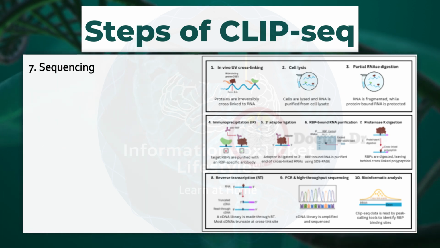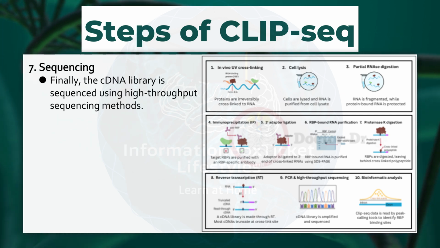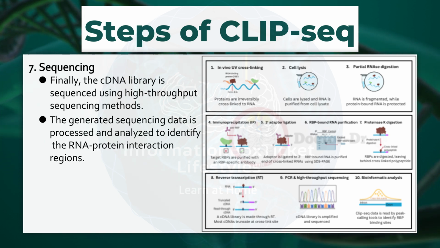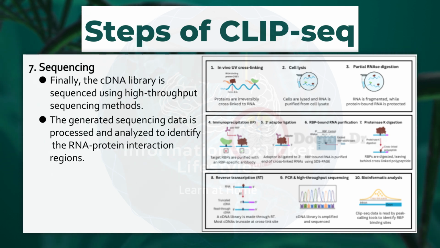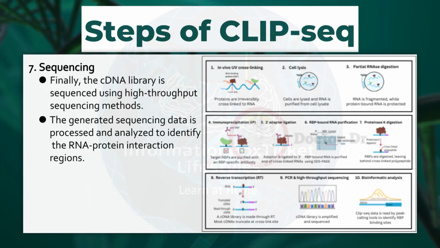7. Sequencing. Finally, the cDNA library is sequenced using high-throughput sequencing methods. The generated sequencing data is processed and analyzed to identify the RNA-protein interaction regions.